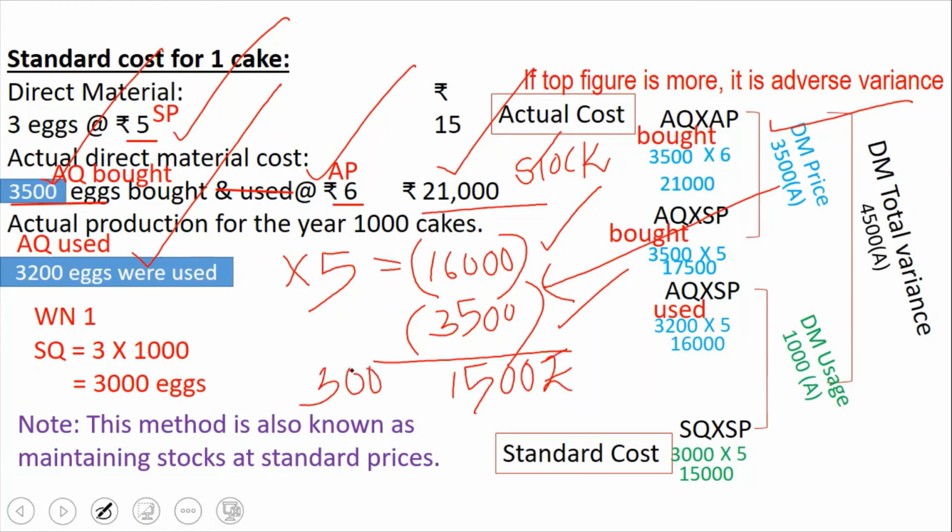So can you tell me what is the rate at which we have valued the eggs? 300 into dash is equal to 1,500. It is 5, right? So 5 is the rate at which we have valued stock. And what is 5? 5 is nothing but the standard price. That is the reason why this method is known as maintaining stocks at standard prices.